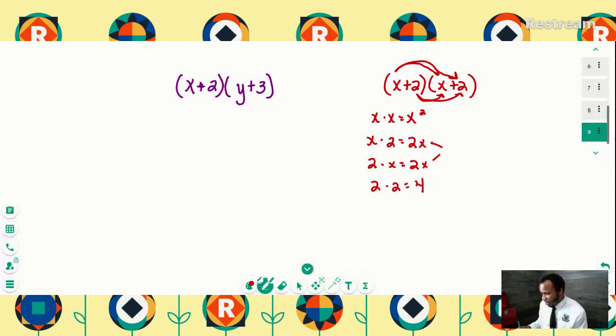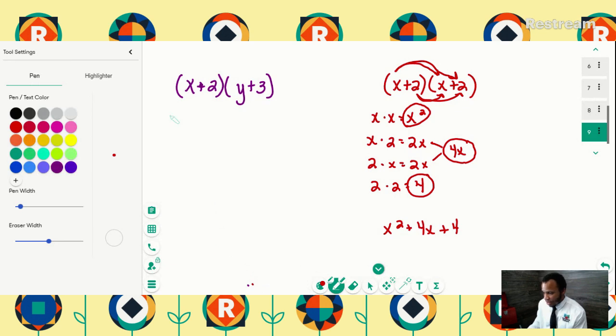From here, we take our like terms and combine them. In this case, it would be this 2x and this 2x. That gives us 4x. And then we put the terms together, and we have our final answer, x squared plus 4x plus 4. That's your final answer. Now this example over to the left is actually exactly the same. The only difference is you have this y right here, but you're still going to work it out the same.